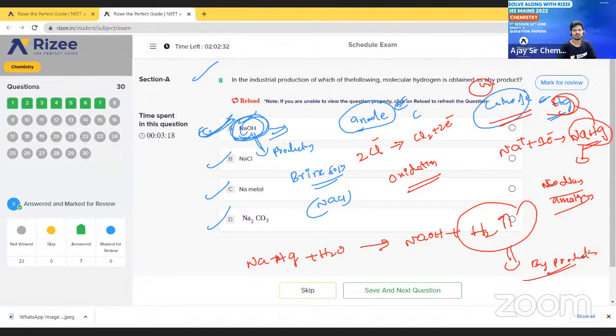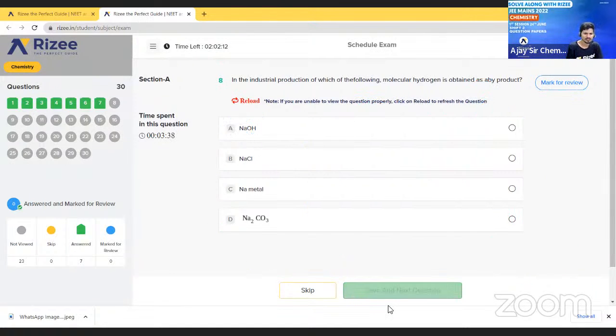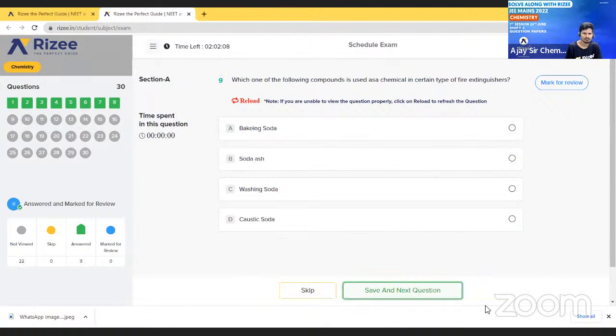And remember, this is not any state entrance examination, not MHT-CET. This is IIT JEE, so definitely they will ask higher level questions. The question difficulty level will be a bit higher. So what is the correct option? Option A, NaOH. Okay, let us go to the next question.